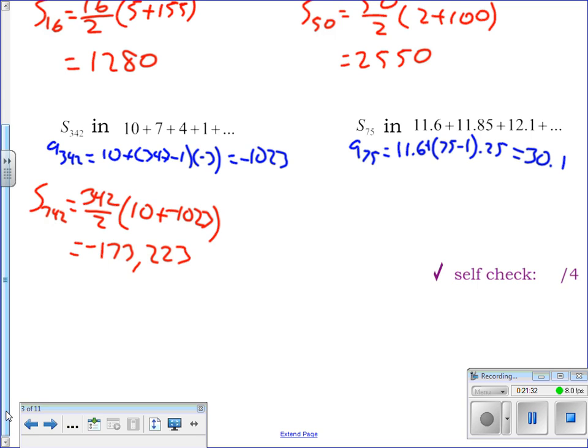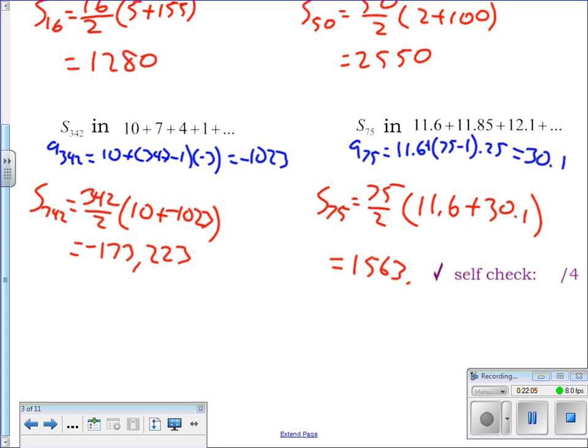And the last one, the sum of the first 75 terms, 75 divided by 2 times 11.6 the first term, plus 30.1 the last term. And I get 1,563.75.